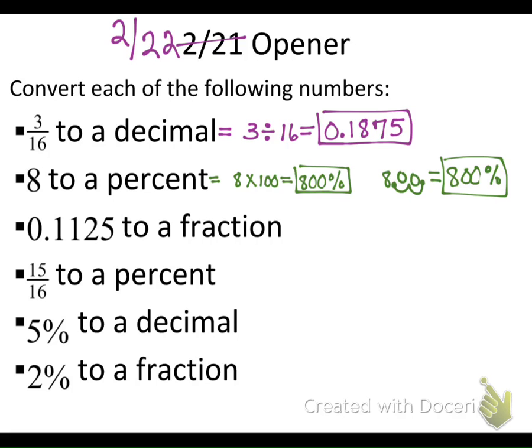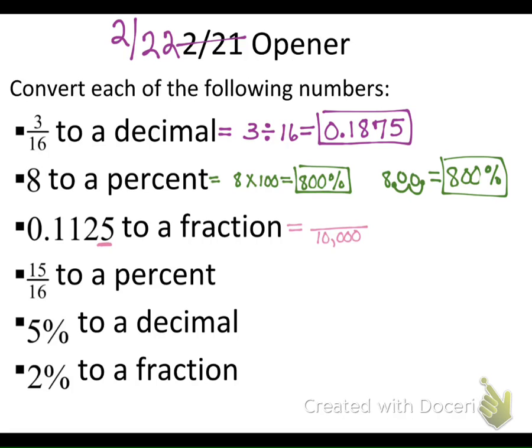Decimal to a fraction. Find your place value of the last digit. So what's the place value of that last digit? 10,000. That becomes my numerator or denominator? Denominator, my bottom number. So the place value of the last digit becomes my denominator.